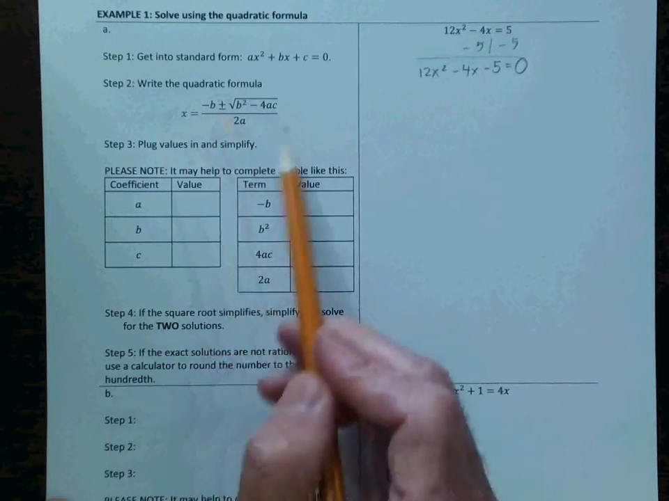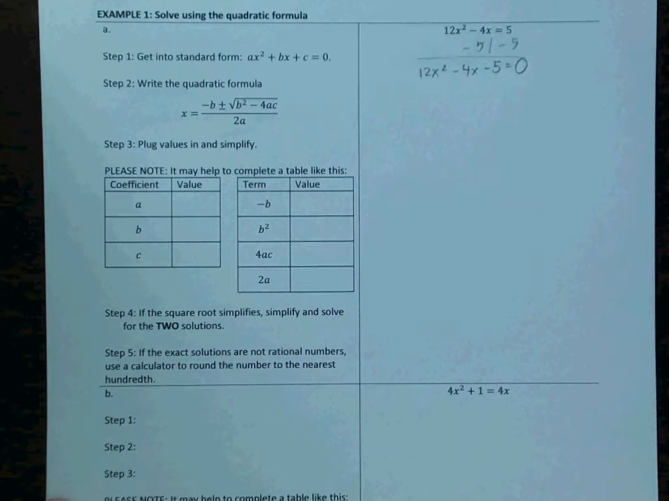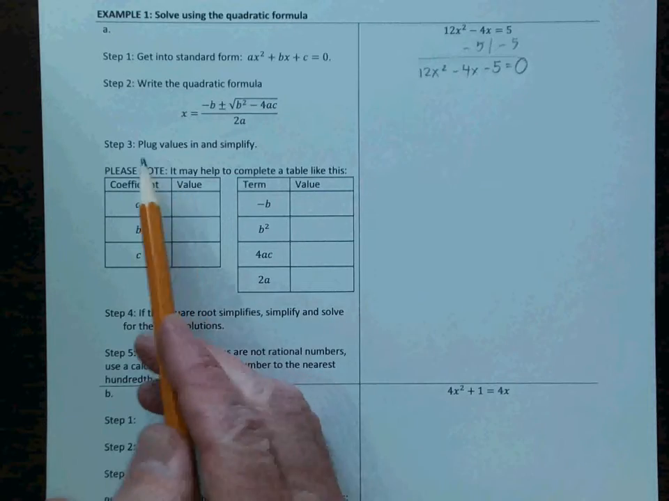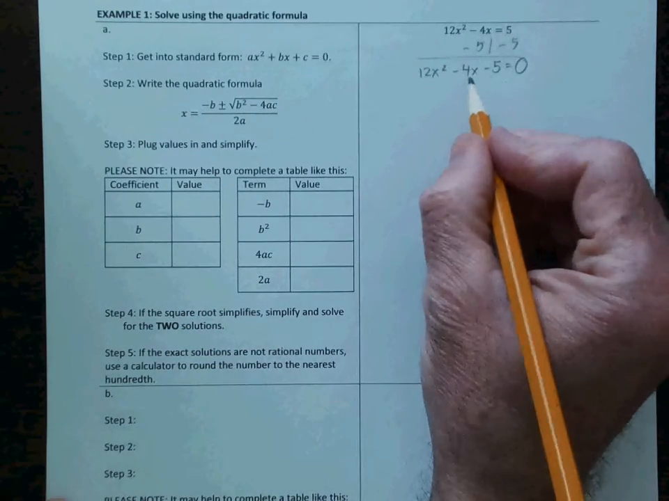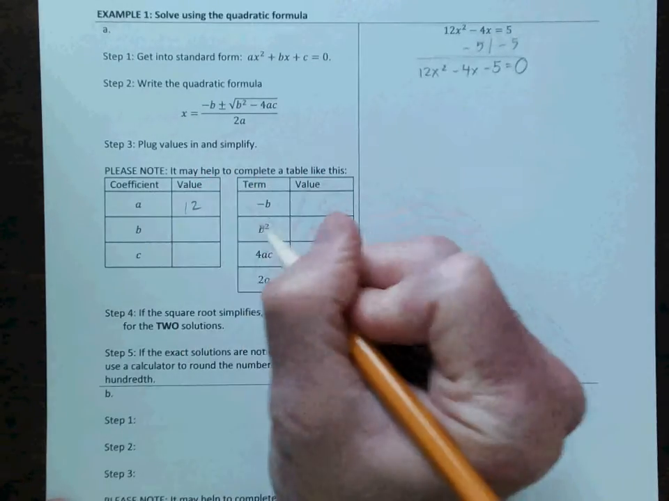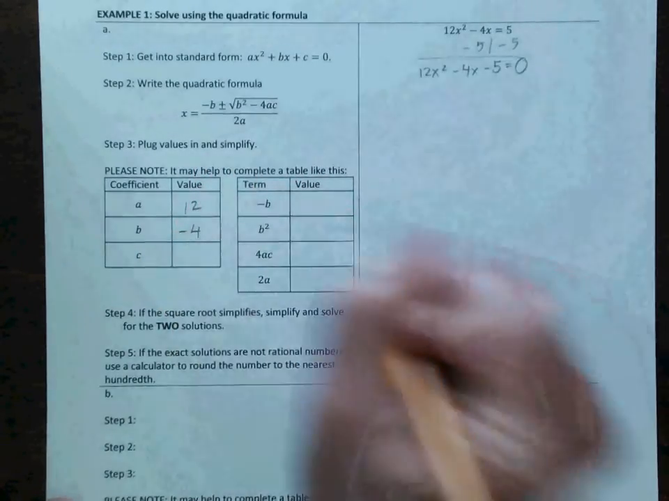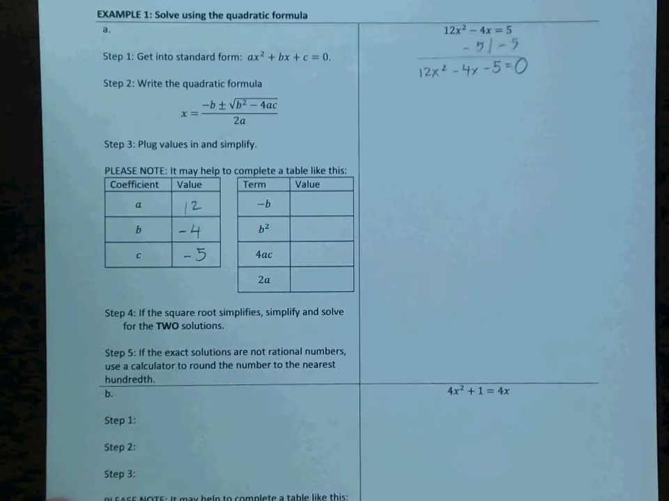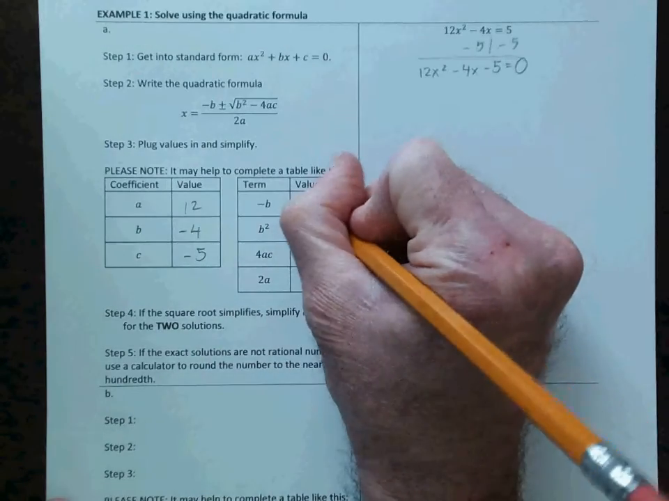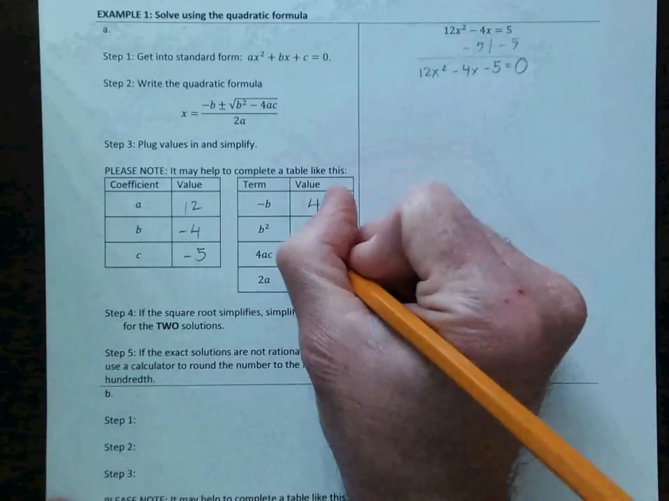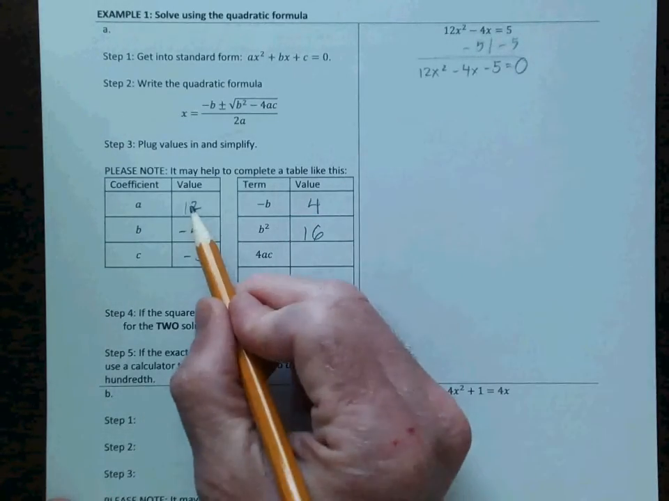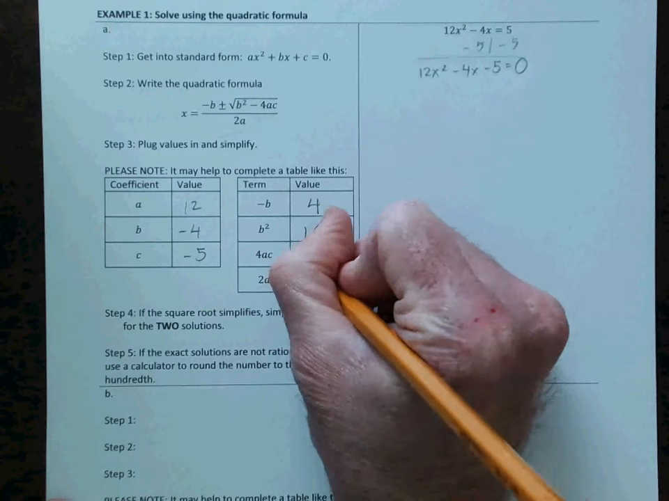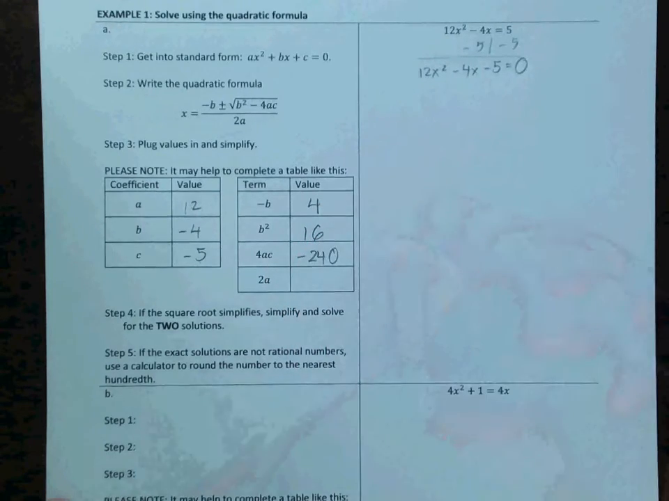Step 2 is just make sure you have the quadratic formula written handy. And now we're going to plug in the values and simplify. So our A, our B, our C. A is 12, B is negative 4, C is negative 5. So the opposite of B is positive 4. B squared is 16. 4 times 12 times negative 5 is negative 240. Do not forget the negative.